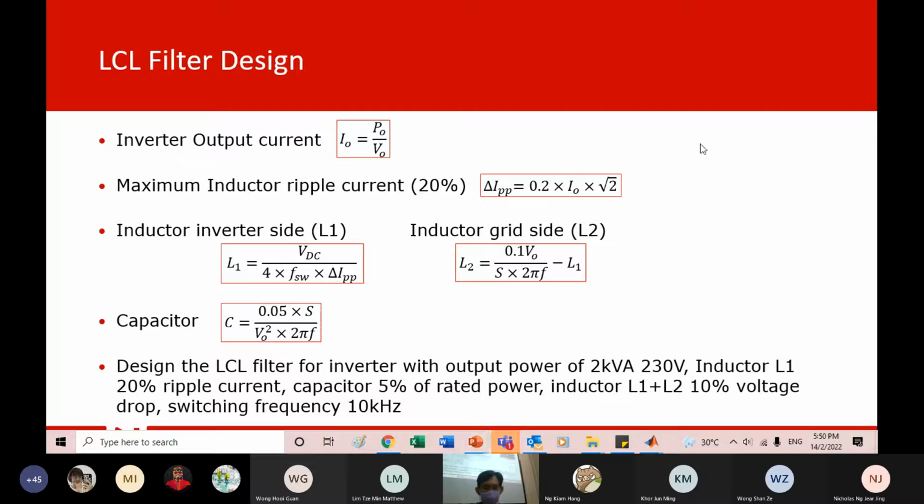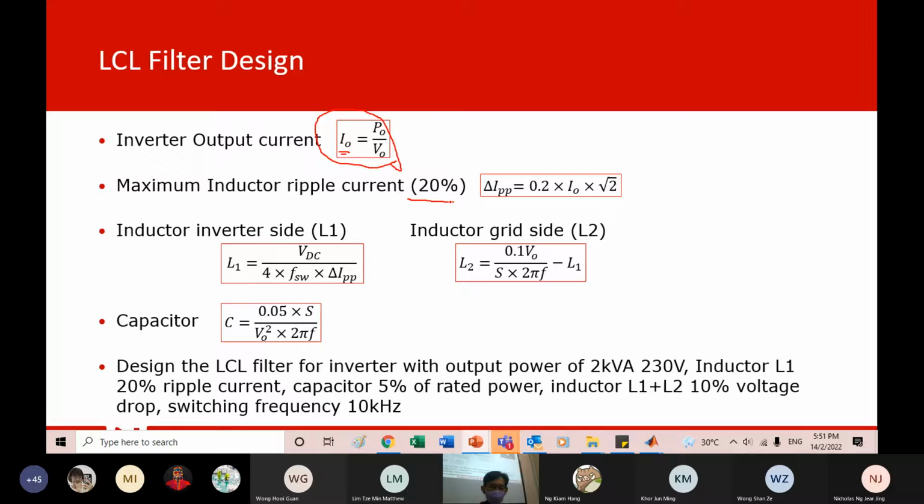Okay, now we look at the LCL filter design. The first part is the same as the LC design. First of all, you need to know what your inverter power rating is. Okay, 5 kilowatt, 2 kilowatt, your power rating. So you calculate the current. We know the power, we know the voltage, we know the current. Then the same rules apply: maximum inductor ripple current is 20%. This one is the same as your LC filter.